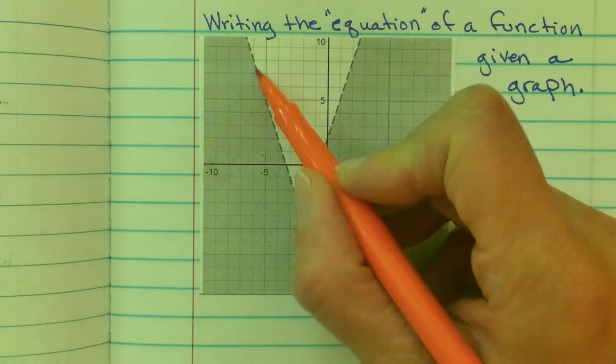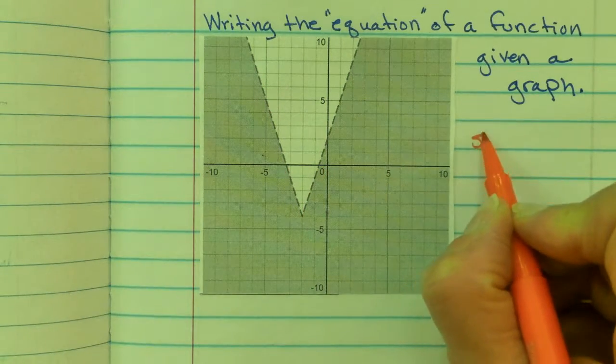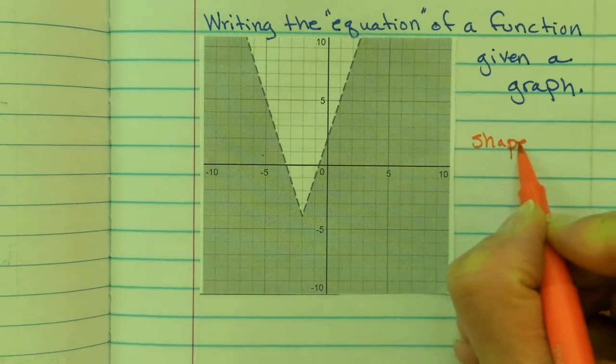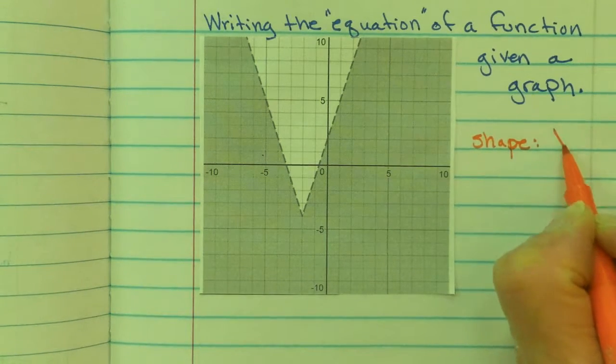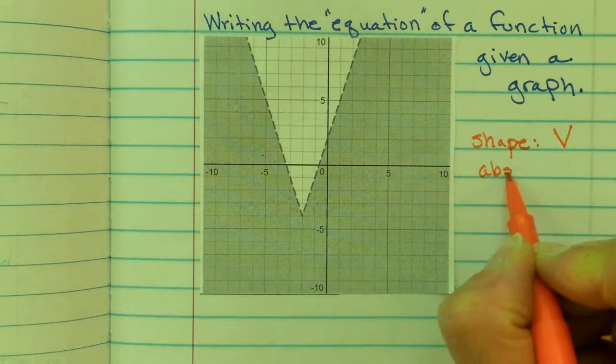Because this creates a V, the function has a shape. What's the shape? The shape is a V. That means we know that this is an absolute value.